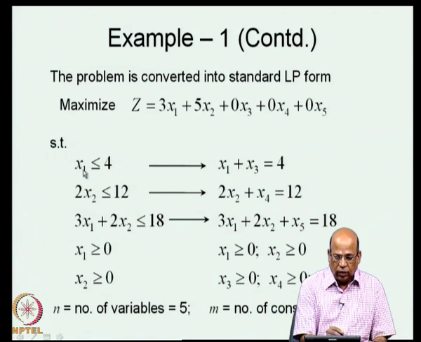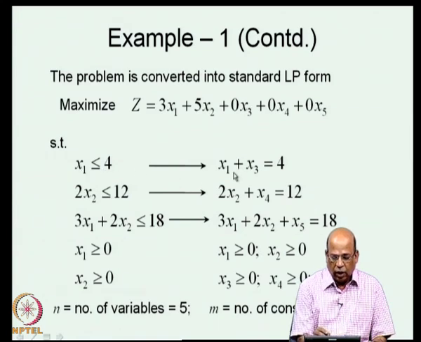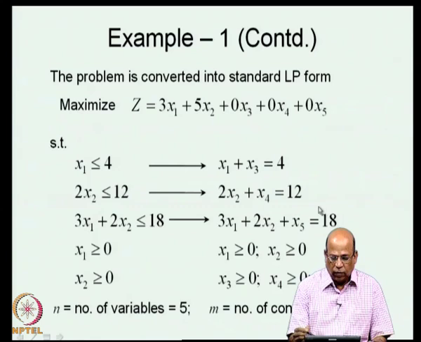form. So, x 1 is less than or equal to 4, I write as x 1 plus x 3 equal to 4 with x 3 as the slack variable. 2 x 2 is less than or equal to 12, I write it as 2 x 2 plus x 4 equal to 12 with x 4 as a slack variable. 3 x 1 plus 2 x 2 less than or equal to 18, I write it as 3 x 1 plus 2 x 2 plus x 5 is equal to 18 with x 5 as a slack variable.